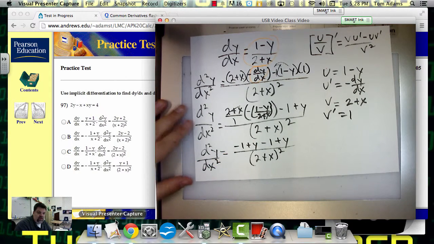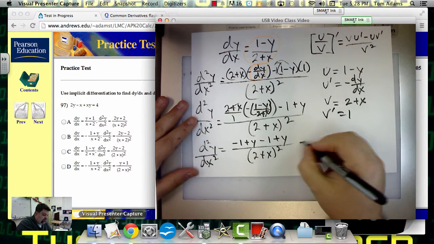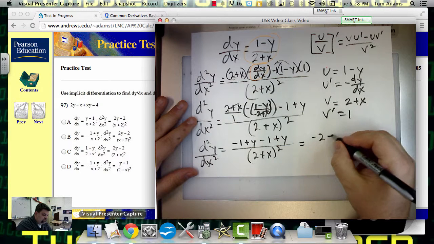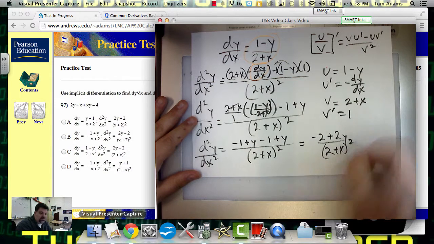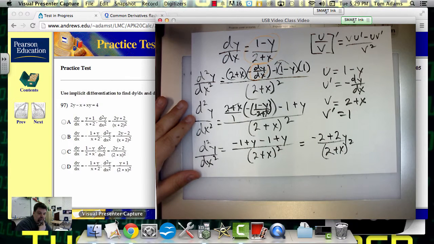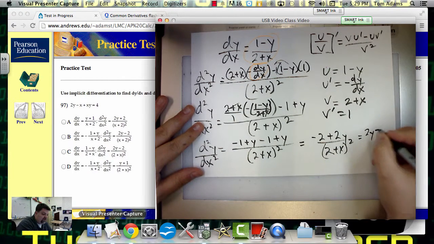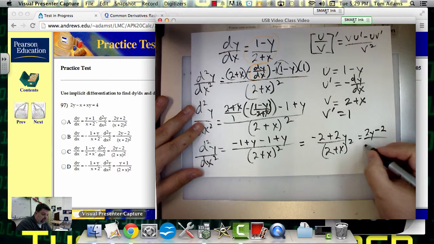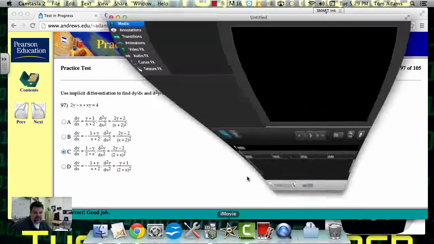Okay. Now, if I push that through, I get negative 2 plus 2y all over 2 plus x squared. Oh, I think it's C, right? Because that could be the same as 2y minus 2 all over 2 plus x squared. So I think that's option number C. Let's see. Yep, that's it. That's how you do that problem.